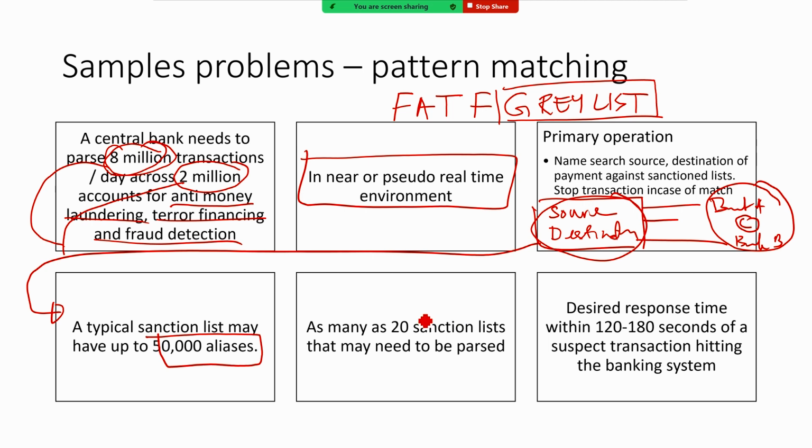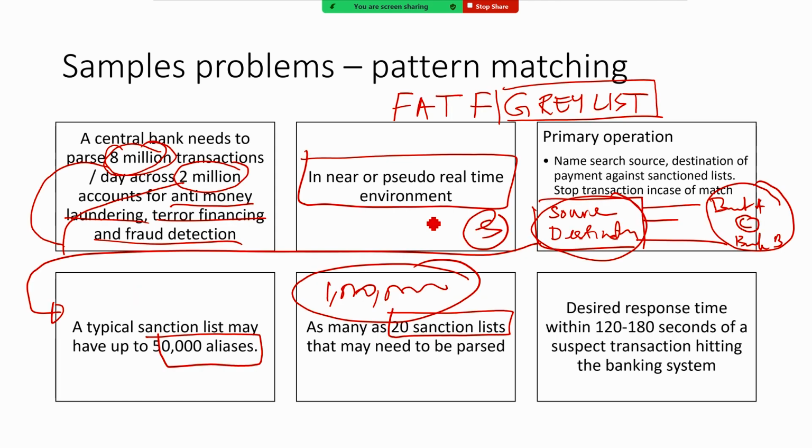And there could be as many as 20 sanction lists. So that's almost about 1 million names. So for 8 million transactions every single day, you would take these 5 names, and you would search them across these million names. And all of this is happening in real time, right? You can't do pre-work, because you don't know.